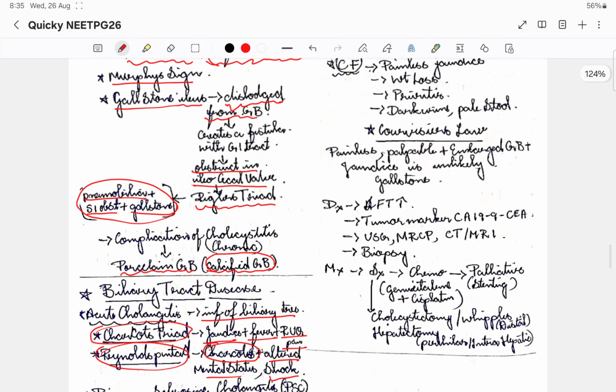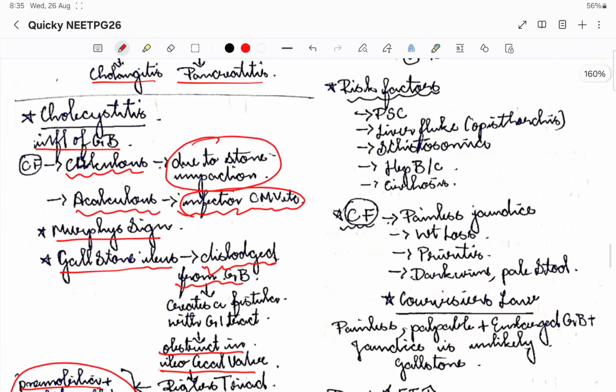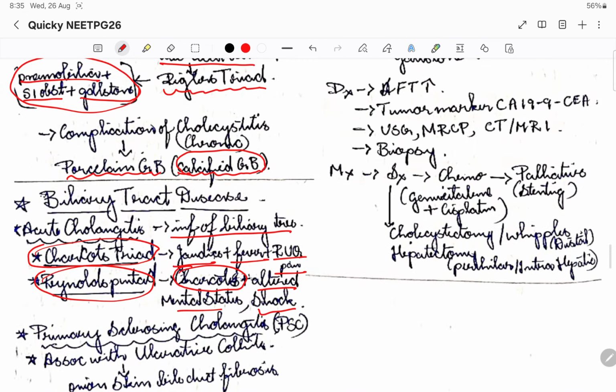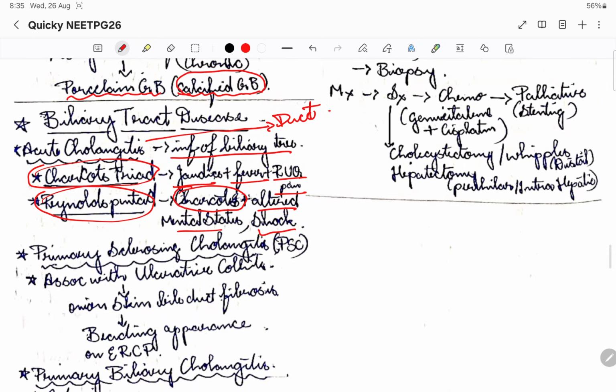So cholecystitis is the gallbladder inflammation we saw, whereas cholangitis is the duct inflammation that we are discussing. The duct has been inflamed. This is the presentation it is going to come with.